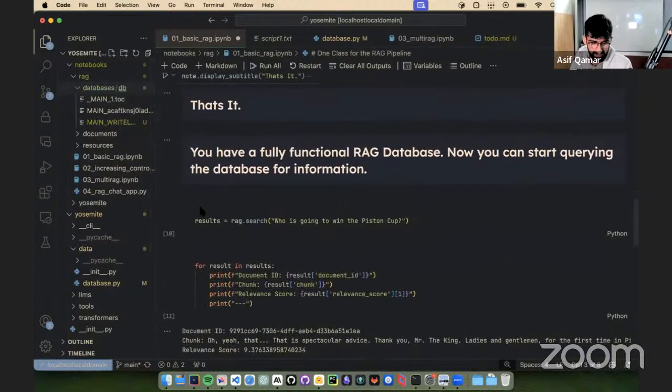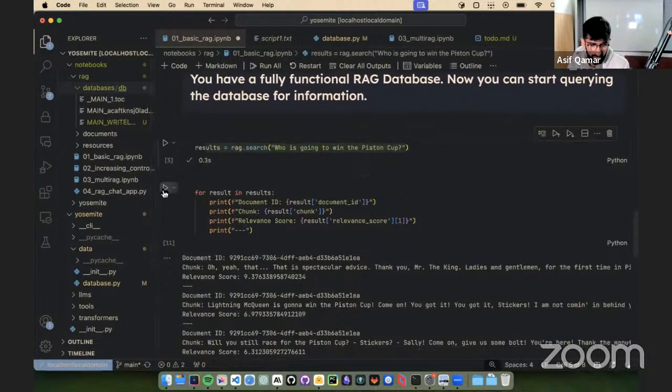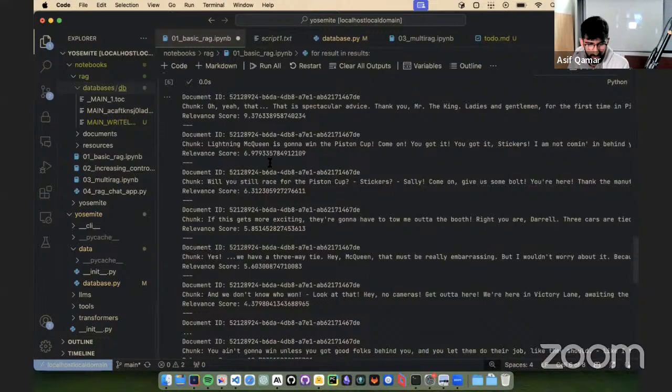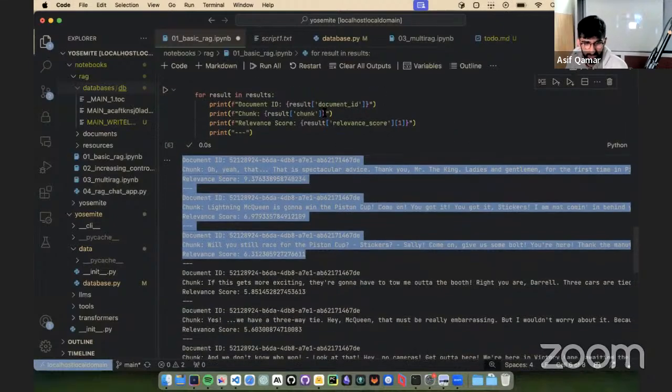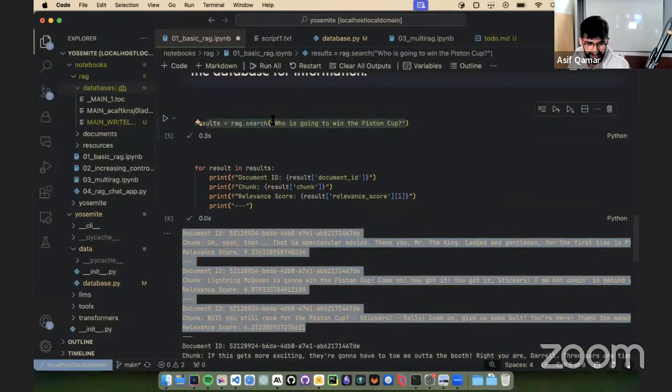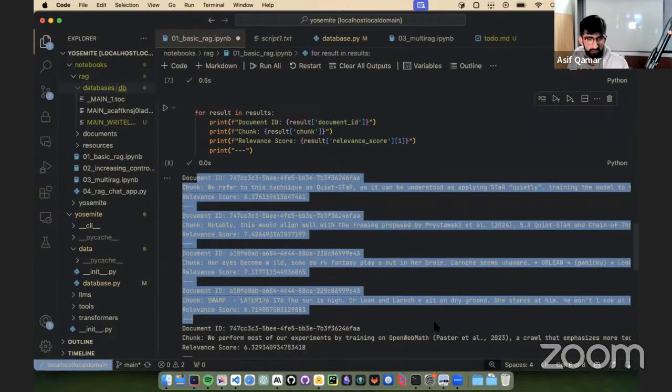So now we can test it by running results search, and then print the results. So it pulls up, and then if I run something like, I put the Quiet Star paper in there from last Wednesday. If you go into search, Quiet Star, something like that, you'll get all of that as well.